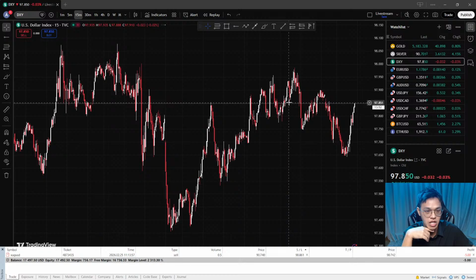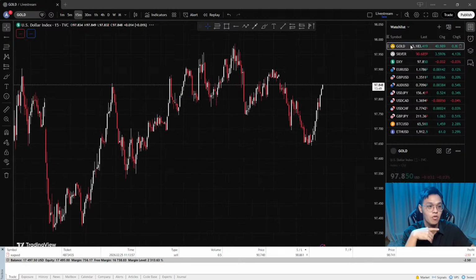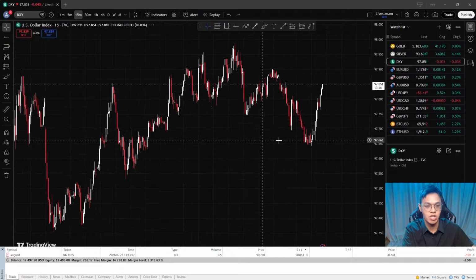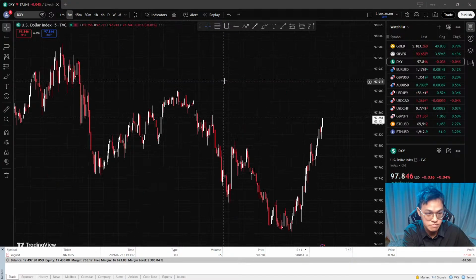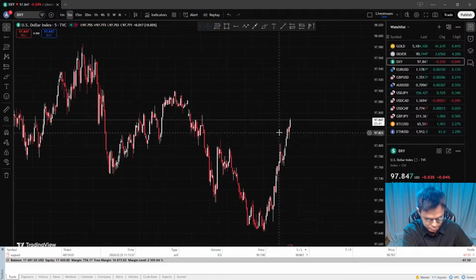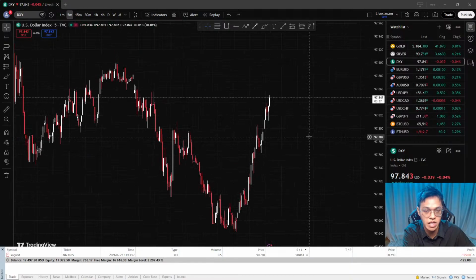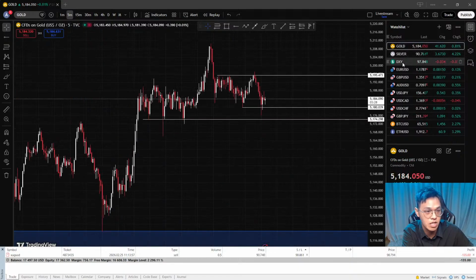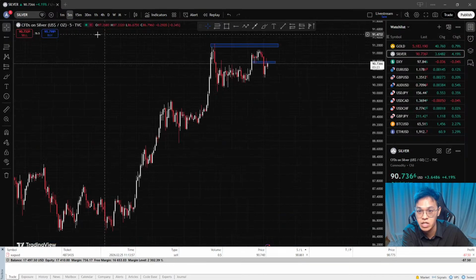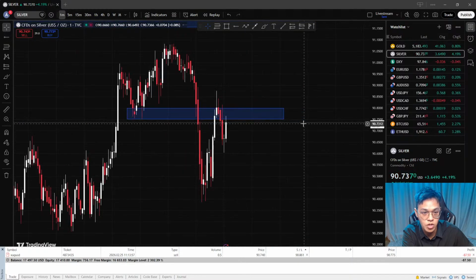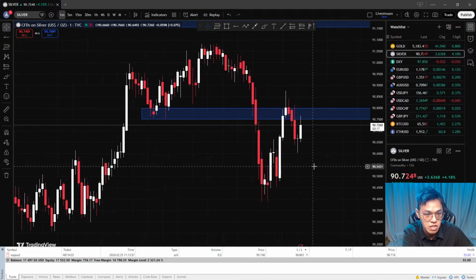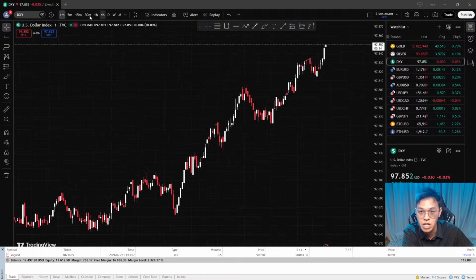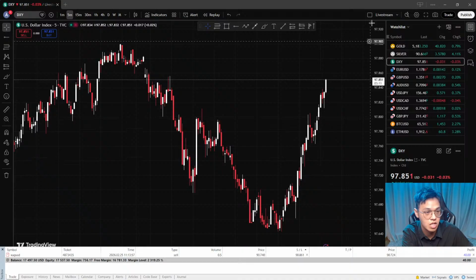That's why, guys, you can see why gold price and silver price dump. Because if you look at the dollar index, the dollar is pumping. That means the buyers or the investors put their money into the USD. How do they put their money into USD? They have to sell other assets, so the gold and the silver are sold by the investors. So here is the USD price movement.